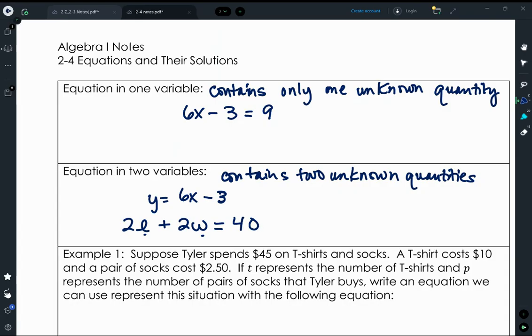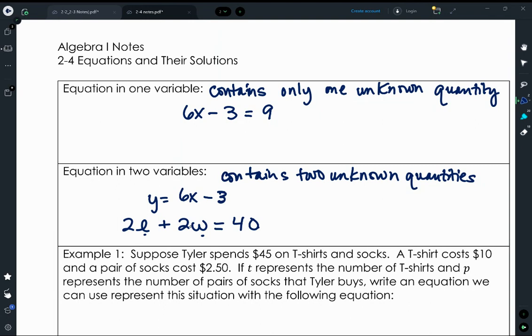So the 40 would be like our constraint. In order to solve it, we would have to come up with a number for L, and then we'd have to find what W would be for that L. So if I knew my length, like maybe I wanted it to be 5, then I would have 2 times 5 plus 2W equals 40, and then I would have to go through and solve for W.